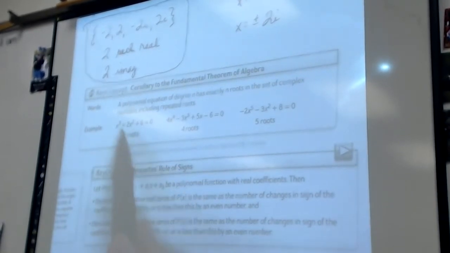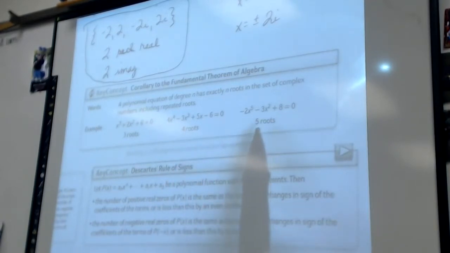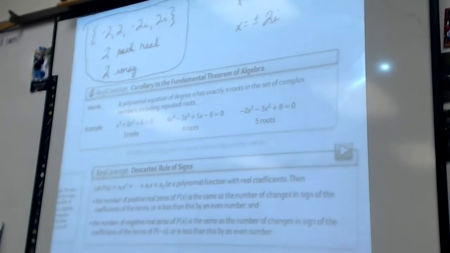So here we have a 3rd degree function, so there's 3 roots. Here we have a 4th degree function, so there's 4 roots. 5th degree function, 5 roots, and so on. So the corollary helps us know how many roots we're looking for. Okay? And they can be a mixture of real and imaginary.